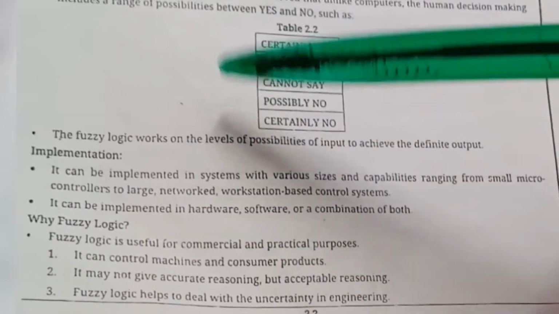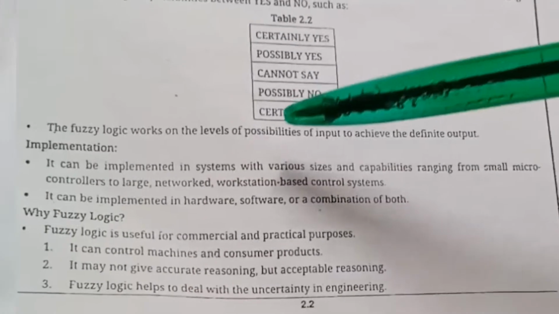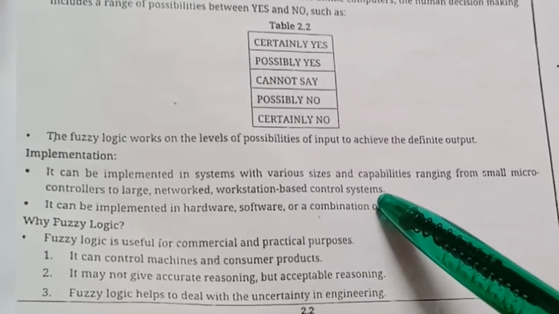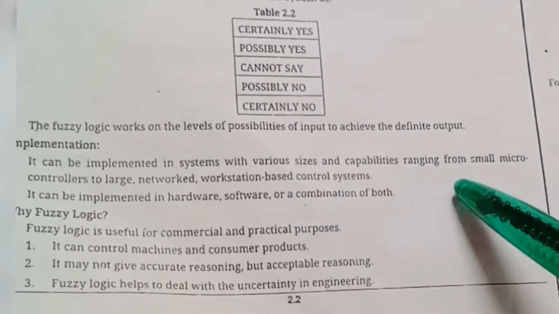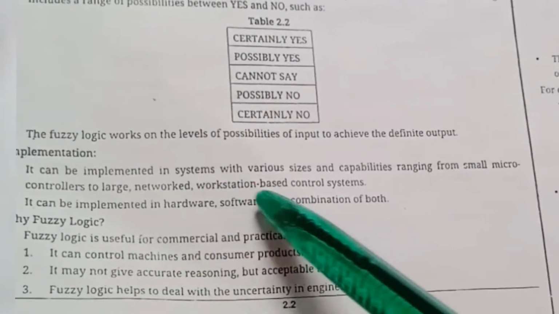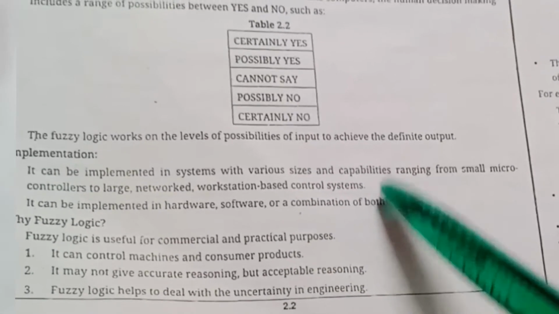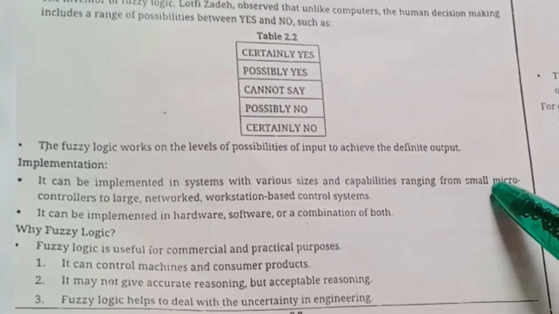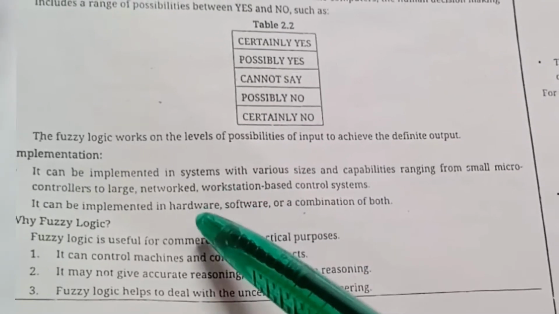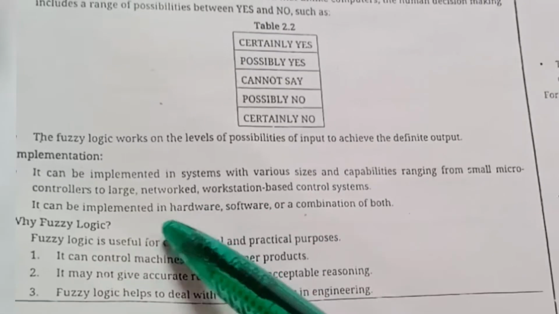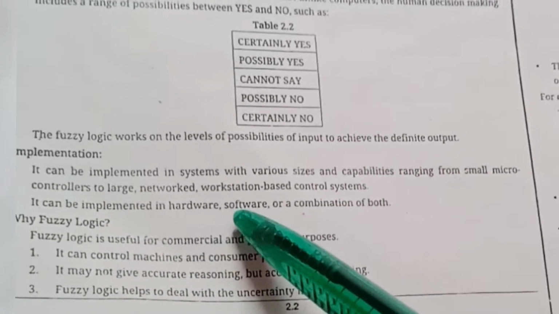Now let's see the implementation. Fuzzy logic can be implemented in systems of various sizes and capabilities. It ranges from microcontrollers to large, networked, workstation-based control systems. These are the systems where fuzzy logic can be implemented. It can also be implemented in hardware, software, or a combination of both hardware and software.